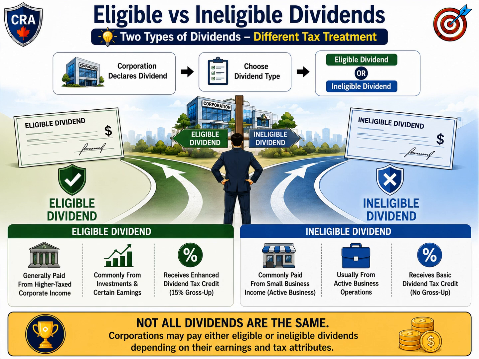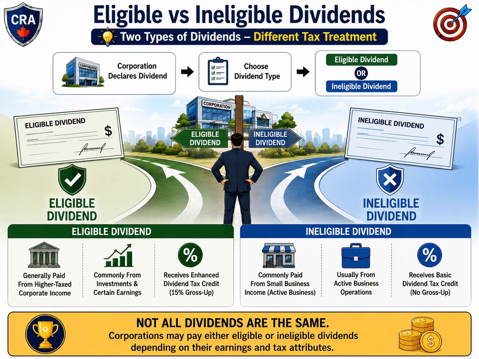On the right side is the ineligible dividend path. Ineligible dividends are commonly associated with income that benefited from lower corporate tax rates, such as income eligible for the small business deduction. As a result, the dividend tax credit available to shareholders is different. The important point is that the tax system attempts to recognize the level of corporate tax already paid before profits are distributed to shareholders. This is one of the reasons why eligible and ineligible dividends exist as separate categories.